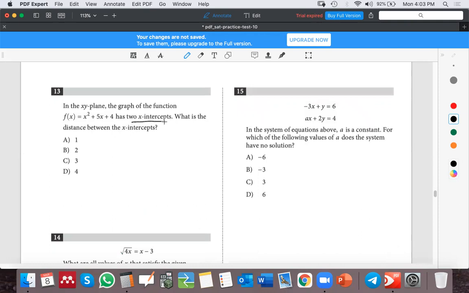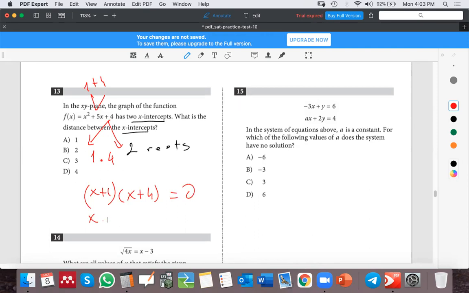Now, if an xy-plane function has two x-intercepts, stop here. Two x-intercepts. Good. That means two roots. What is the distance between the x-intercepts? So I should find the intercepts. How can I find them? Factorization. 1 times 4 is 4, 1 plus 4 is 5. That means (x plus 1) times (x plus 4) equals 0. X is -1, x is -4.